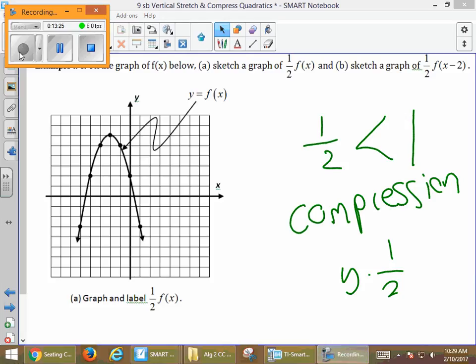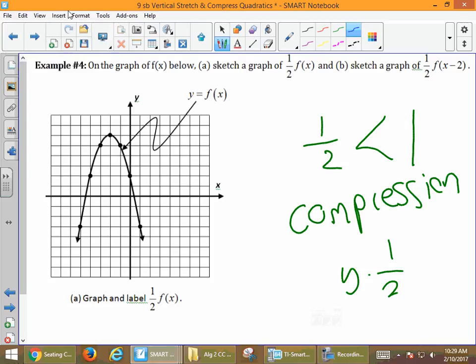And so hopefully you should have been able to recognize that you take each point and then you find the y coordinate of it. So in this case our vertex is -2, 6. So we would multiply 6 by 1/2, which would give us -2, 3. So we would do that with all our points. And you get a graph that looks roughly like this.